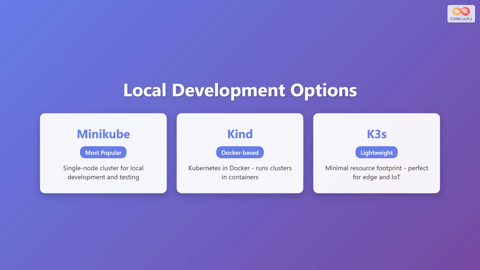For local development, there are three popular options. Minikube is the most popular choice, providing a single-node cluster perfect for local development and testing. Kind, which stands for Kubernetes in Docker, is a Docker-based solution that runs clusters inside containers. K3s is a lightweight option with minimal resource footprint, making it perfect for edge computing and Internet of Things applications. Each of these tools serves different needs in the development workflow.